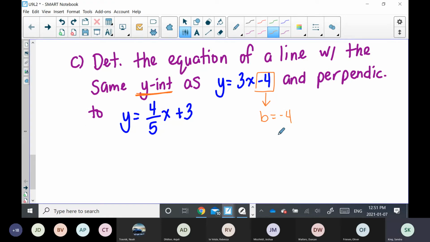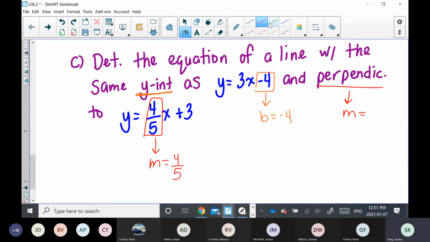The second thing, it says, and it's perpendicular to this line. So underline the word perpendicular and say, okay, perpendicular is referring to slope. So I need to get the slope of this line here. I want you to isolate the slope of that guy and then write down what's perpendicular to that. So hopefully you see that the slope of this guy is 4/5.